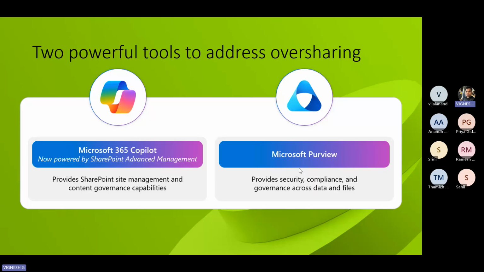There are two powerful tools to address this oversharing problem. One is the SharePoint Advanced Management feature. This is additional licensing that one needs to purchase. But the good part is, if you have a Microsoft 365 Copilot license, then you don't need to purchase this additionally. As of Jan 2025, along with your Copilot Microsoft 365 license, you also get the SharePoint Advanced Management licensing as well.